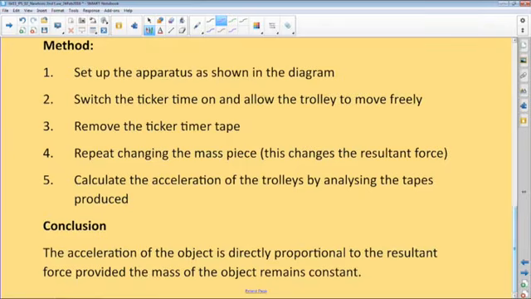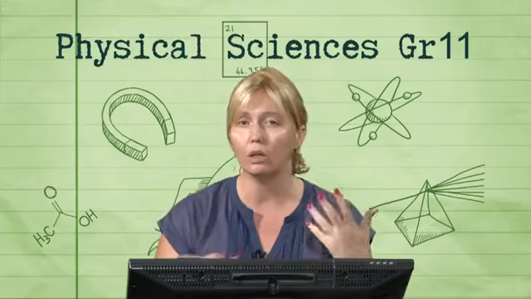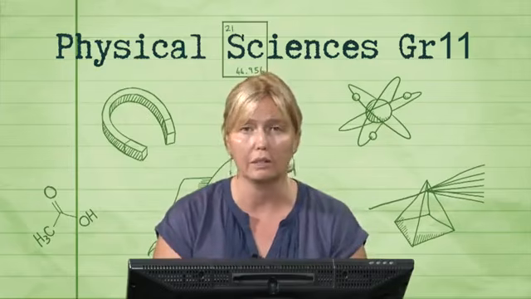Okay. So once you've repeated changing the mass pieces, you're now going to calculate the acceleration of the trolleys by analyzing the ticker tapes produced. All right? And you're going to use the period of the ticker timer, the distance between the gaps and the number of dots that there are on the tape. There's a whole lot of different ways in which you can calculate it.